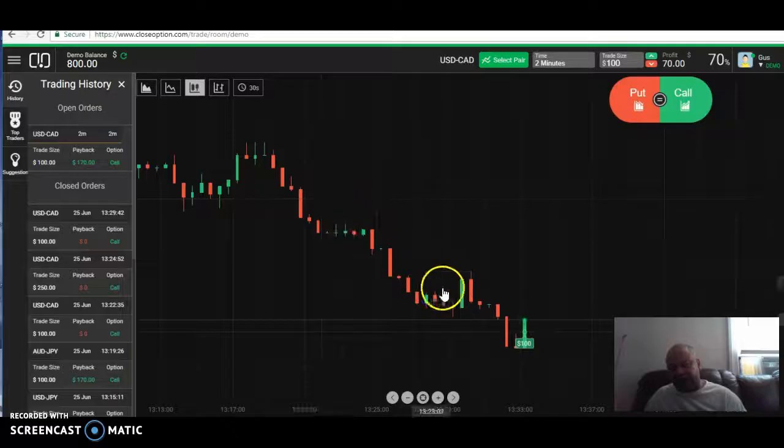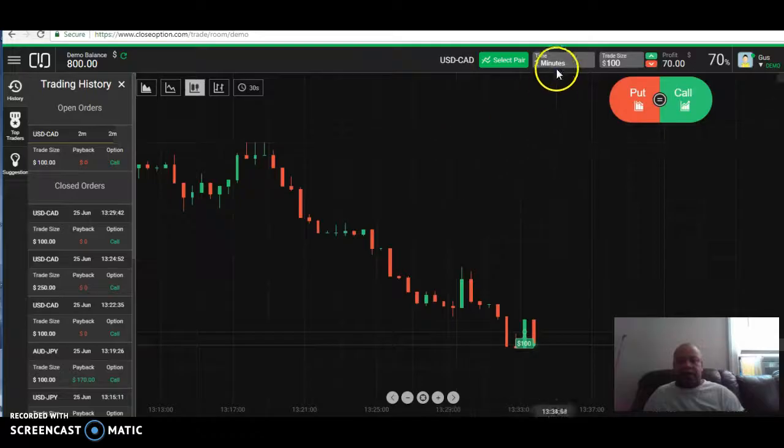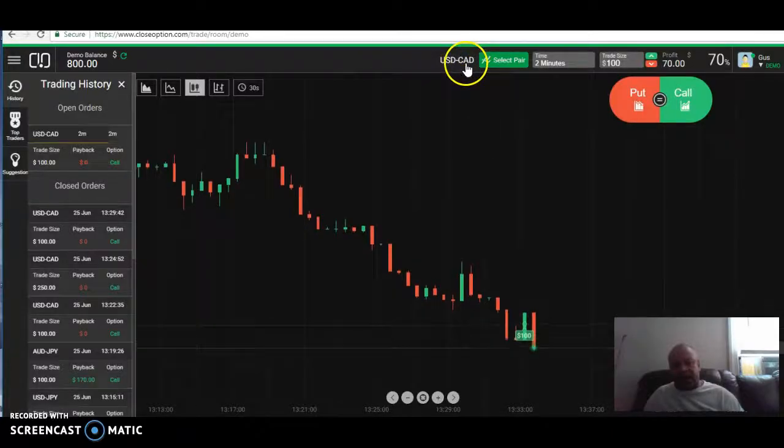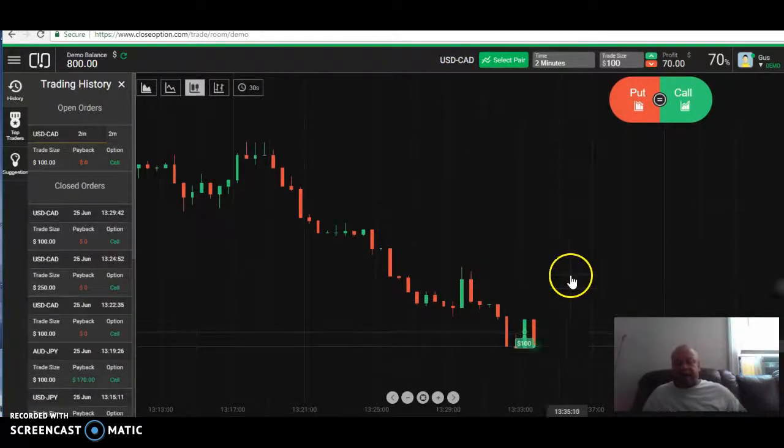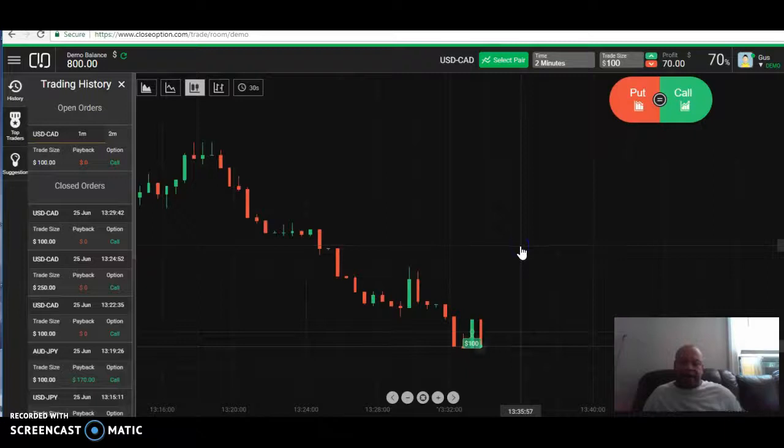As you can see here, it's been going down for quite some time, for a few minutes, maybe about 15 or 20 minutes here. Each candle here represents 30 seconds, and I do 2-minute trades. So I'm looking at a 30-minute time chart on the US dollar, Canadian dollar. And we're going to go ahead and see how this trade goes down.